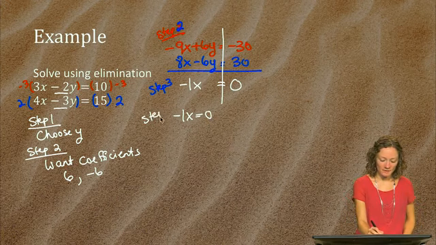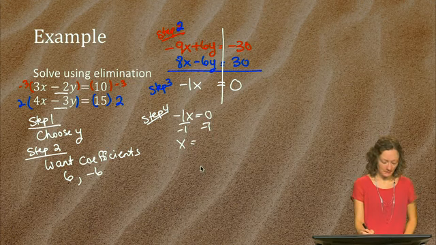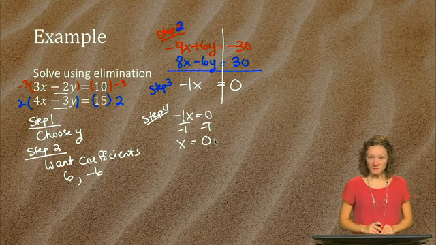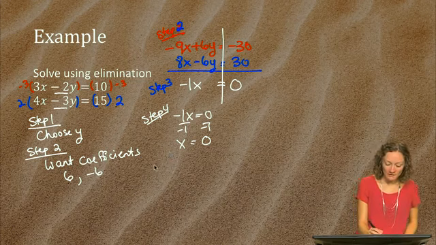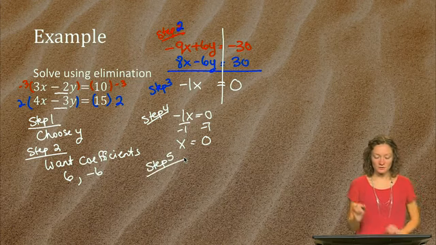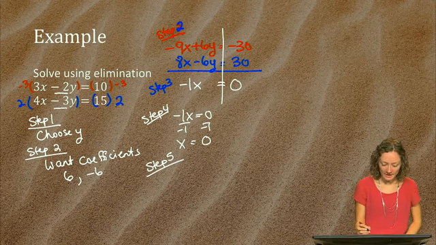This is step 4. How do you solve this? How do you get x by itself? Divide by negative 1, just like usual. And 0 divided by negative 1 gives us 0. That's okay. This is not one of those special cases. 0 is an okay solution here. So we found the x value. Now we need the corresponding y value. So take that 0, plug it back in, and see what you get for y.